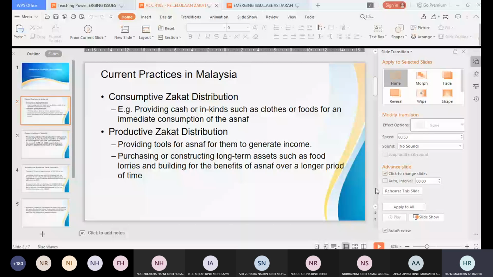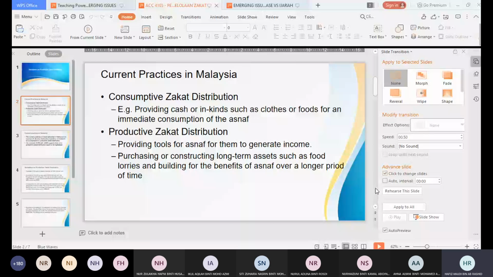Okay, zakat investment. You can also look into the discussion by Yusuf Qaradawi, where many of the scholars now say that rather than give money for immediate consumption, you should be providing a tool to the asnaf in order for them to be able to generate income by themselves. Later on they might not be asnaf anymore. Later on they will become zakat payers.